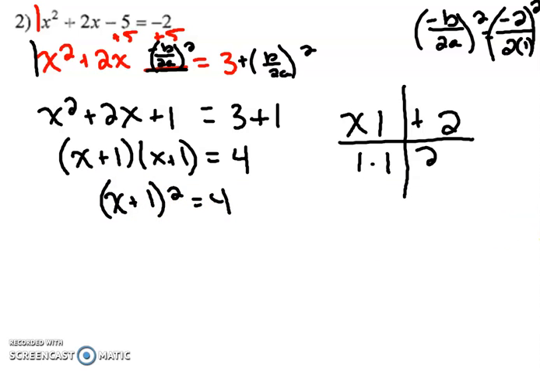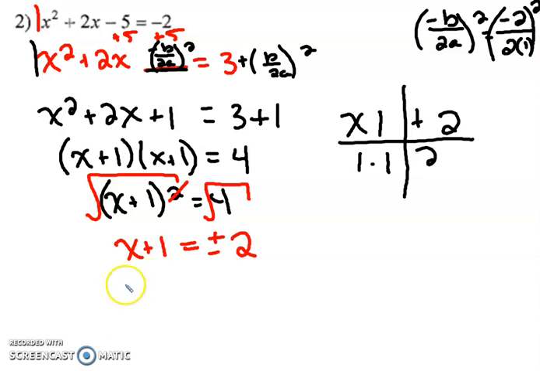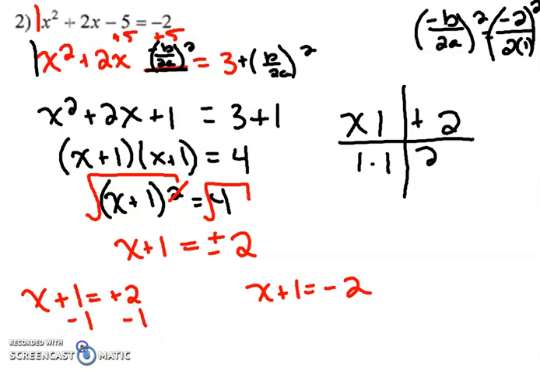And then to get rid of a square, I need to square root it. And if I square root one side, I have to square root the other. So I end up with x plus 1, this gets rid of the square, equals plus or minus 2. Then, if you remember, we set up two equations. x plus 1 equals positive 2, and x plus 1 equals negative 2. So I'm going to take 1 away from both sides. Over here I have x equals 1, and over here I have x equals negative 3.